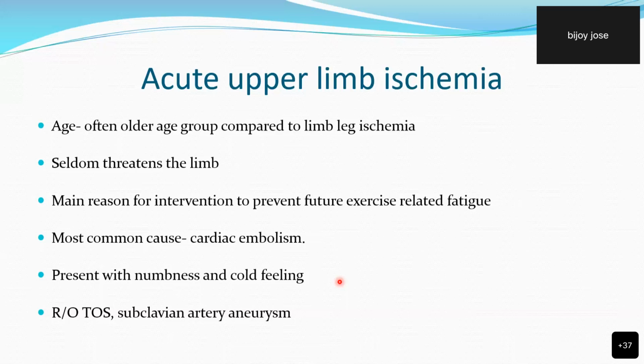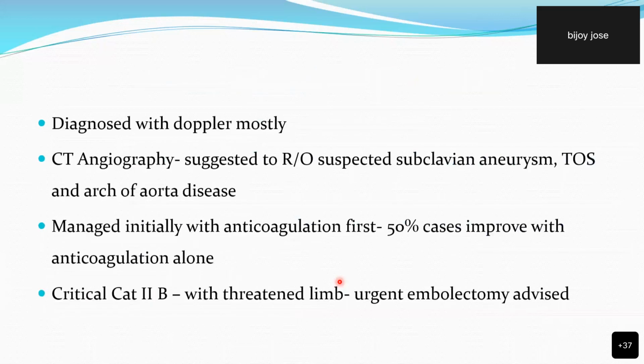Most common causes are cardiac embolism, and sometimes we have seen patients with thoracic outlet syndrome with a subclavian artery aneurysm. The patient can present with a dislodged thrombus from the aneurysm. So always when a patient presents with upper limb ischemia, we have to rule out arterial thoracic outlet syndrome, especially arterial, and whether there is any subclavian artery aneurysm. It is diagnosed with Doppler mostly, or CT angiography to rule out the suspected subclavian aneurysm, TOS, and arch of aorta disease. Managed initially with anticoagulation first, and 50% of cases improve with anticoagulation alone. Critical category 2B with a threatened limb, urgent embolectomy is advised.